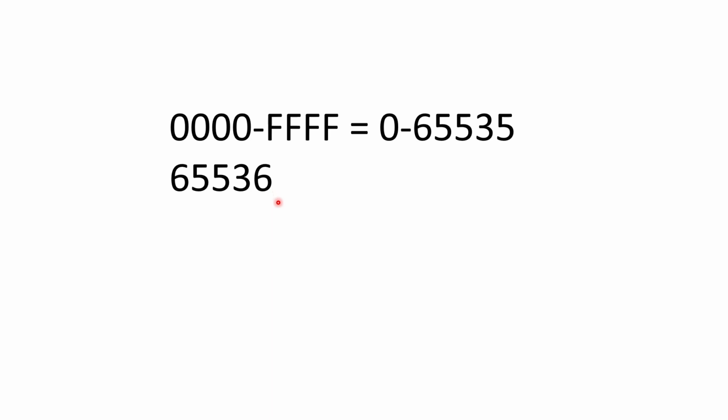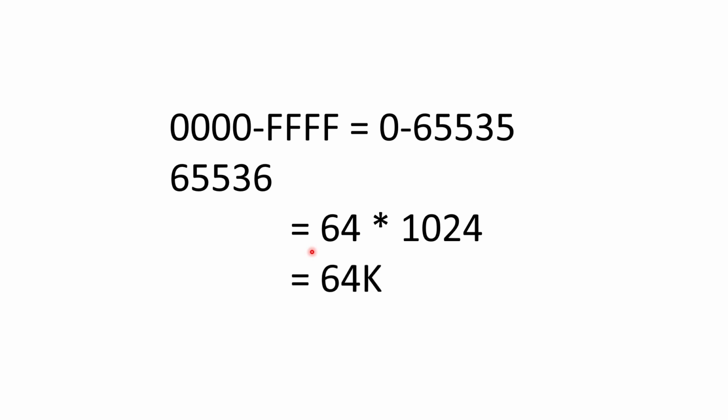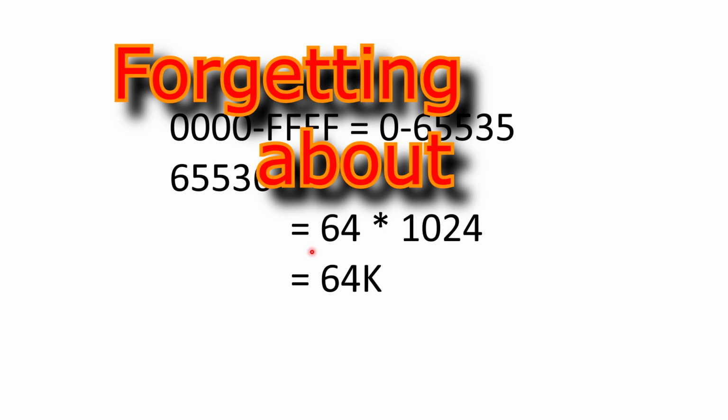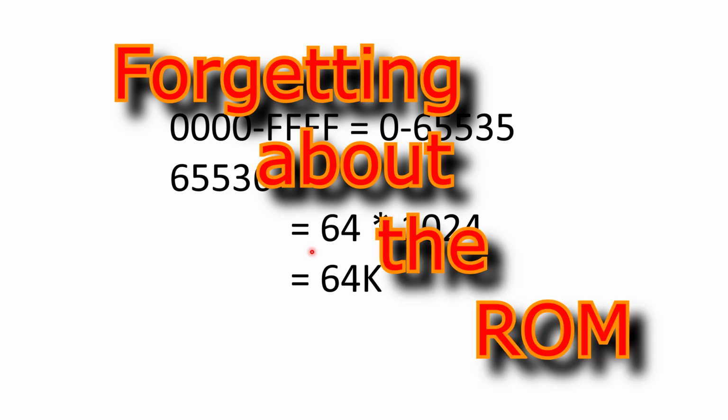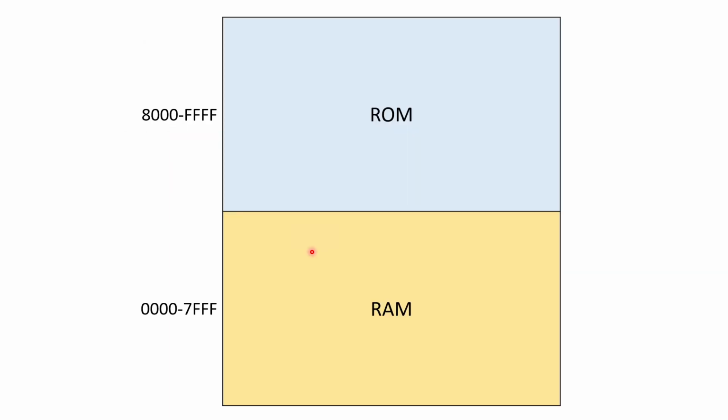But 65,536 is just 64 times 1024. It's 64K. So we actually have plenty of addresses, exactly the number of addresses we need to access all 64K of RAM. So there is no problem. And if you believe that, then you're probably forgetting about the ROM. So the picture looks a little bit more like this.